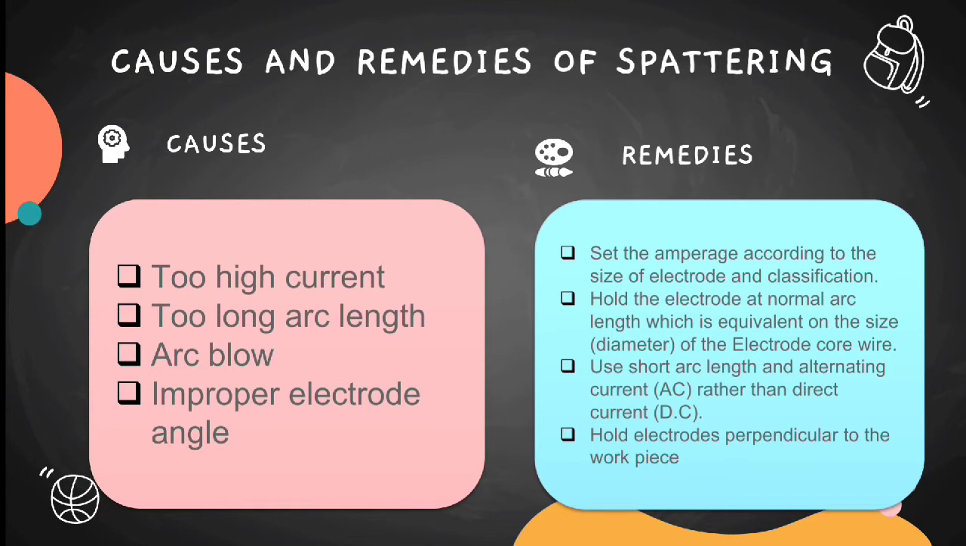And also, we must use a short arc length and an alternating current rather than the direct current. And lastly, we should hold our electrodes perpendicularly to the workpiece. So we have this kind of work angle that is 90 degrees and also the travel angle which is 70 degrees so that we can have a good result of the weldment.